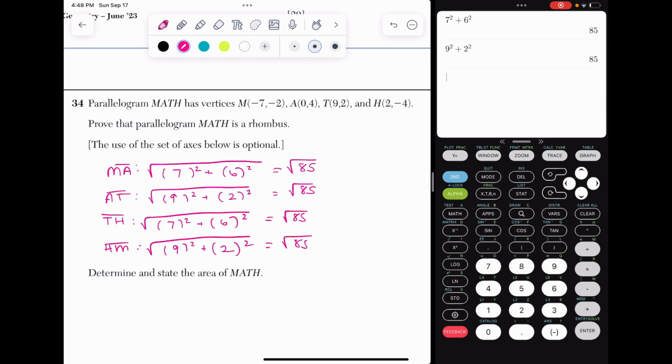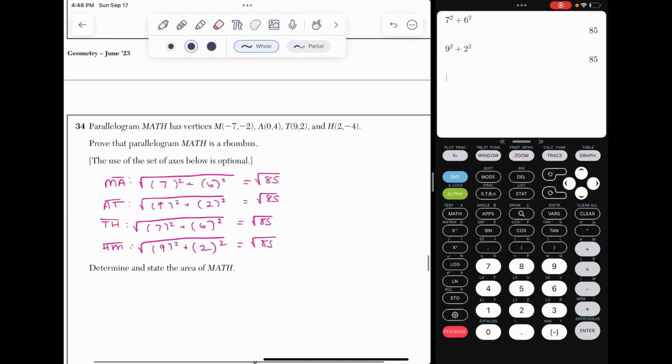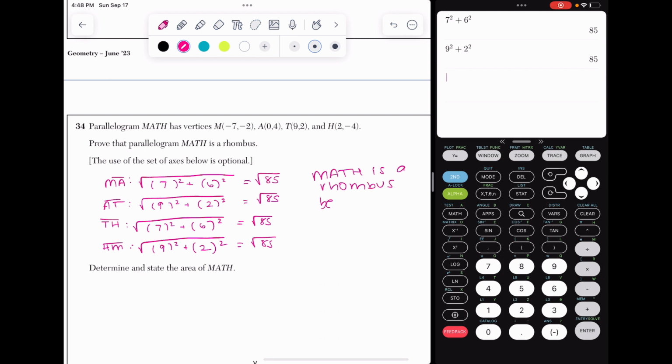If you got any inverses from what I got, if you got -9 and I got +9, that's okay. That just means you're subtracting in a different order, and that's perfectly fine when using the distance formula. So I'm going to say that MATH is a rhombus because all 4 sides are congruent.